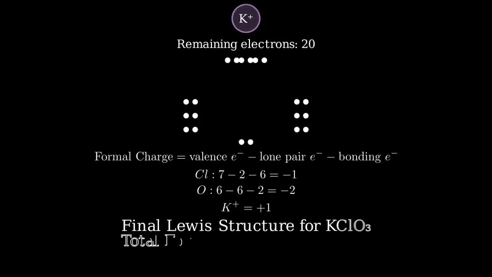And there we have it, the complete Lewis dot structure for potassium chlorate. Notice how the formal charges balance out to 0, confirming our structure is correct.